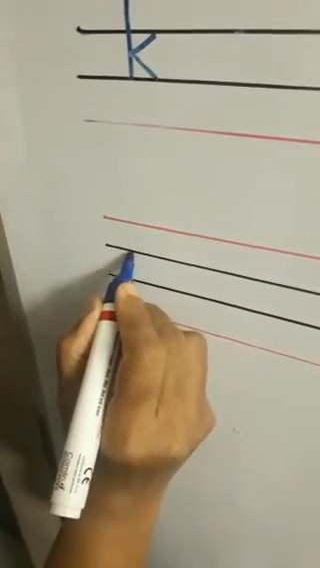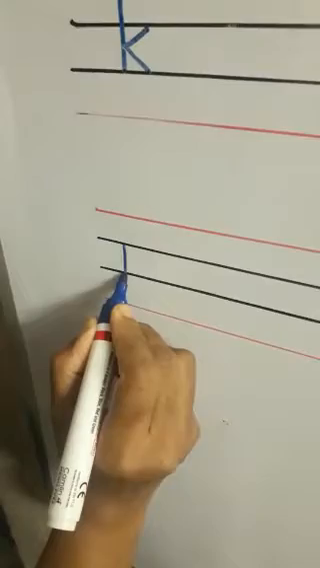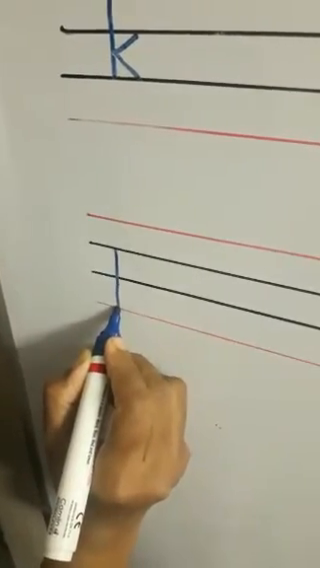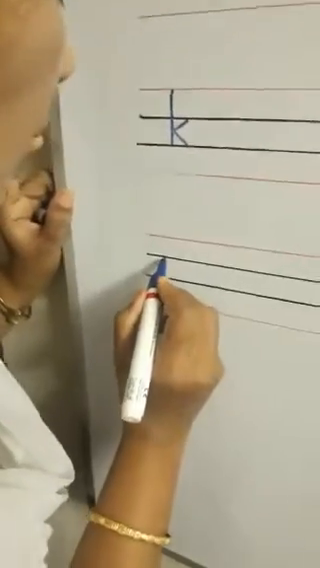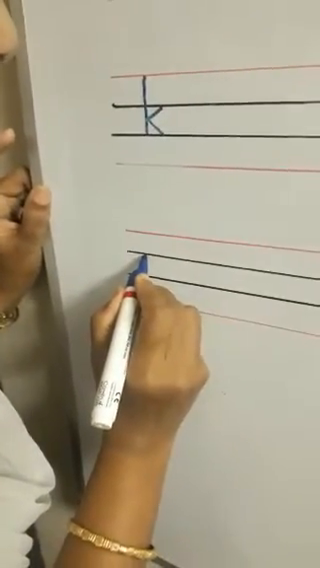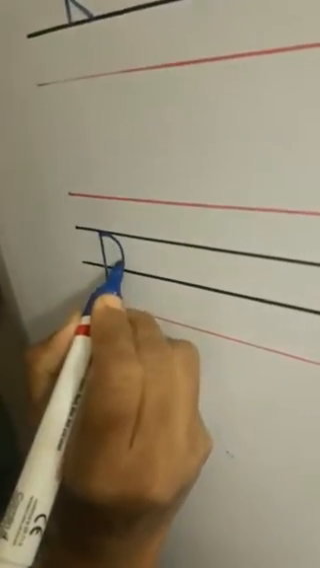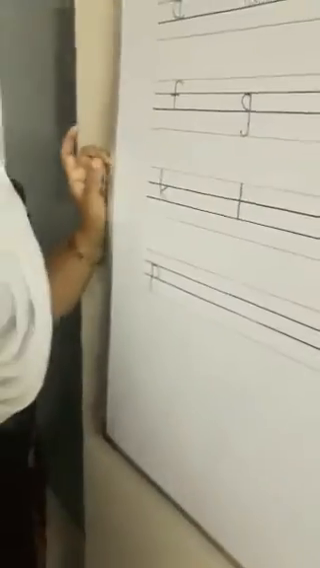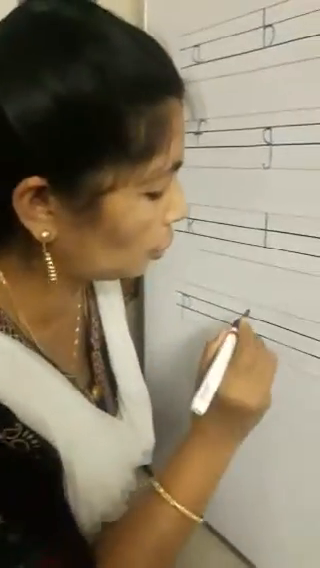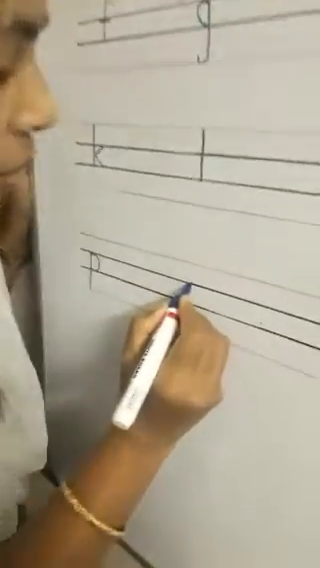For writing P, start from the middle and draw a standing line to reach the last line, the red line. Okay, and again go to the middle and draw a curve to reach the bottom. Okay, this is small letter P. P after what? Q. Yes.